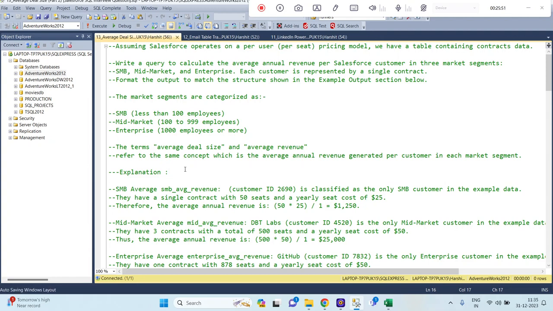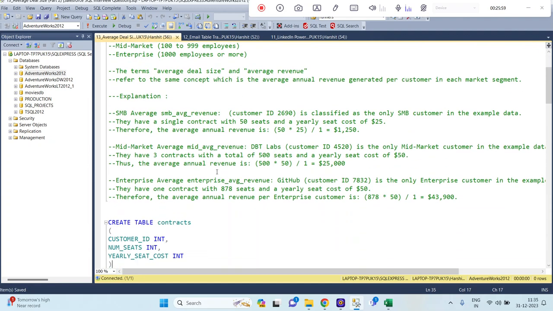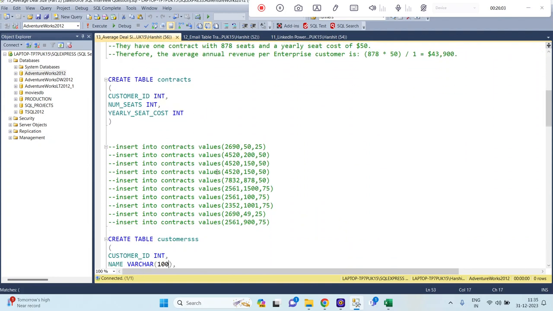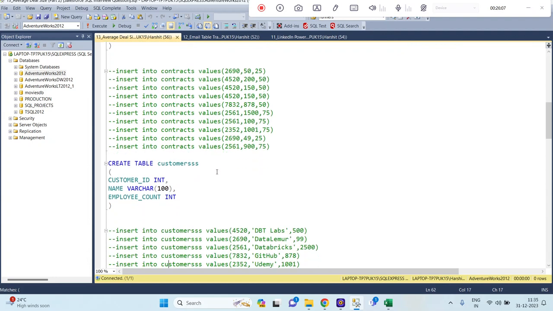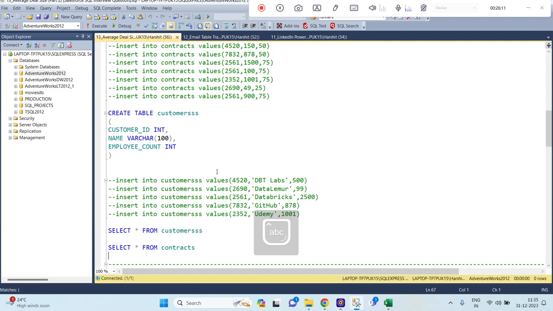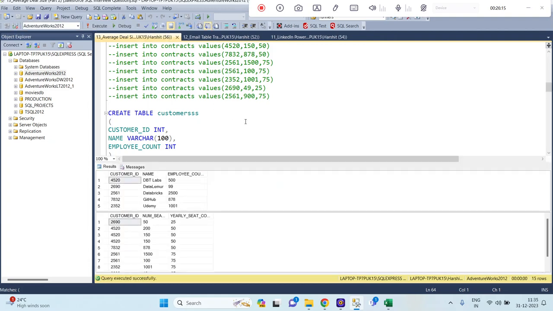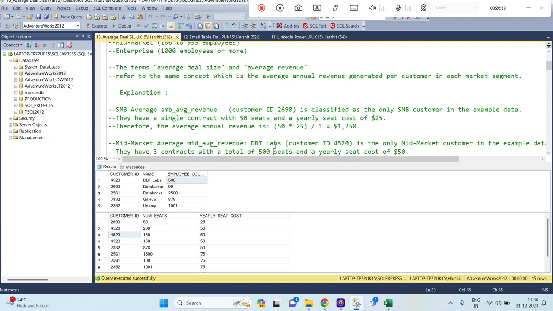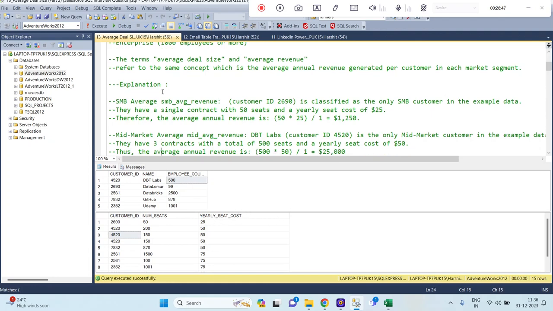So this is the explanation. SMB average revenue: how we can identify it over here. Let me directly show you the table structure. Here we have two different tables given, the customers table and the contracts table. Customer ID, name, and employee count are given, and the same customer ID is given in the contracts table, in which number of seats and yearly seat cost are given. Now the formula is given over here: number of seats multiplied by yearly seat cost. That is our formula.